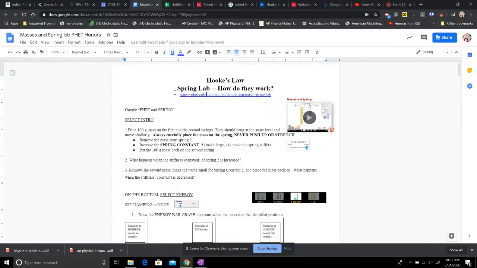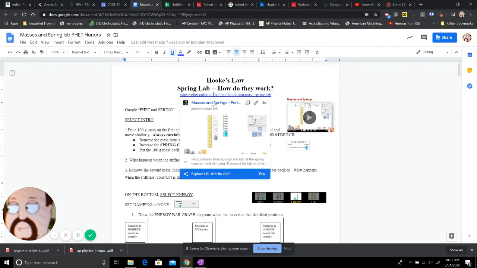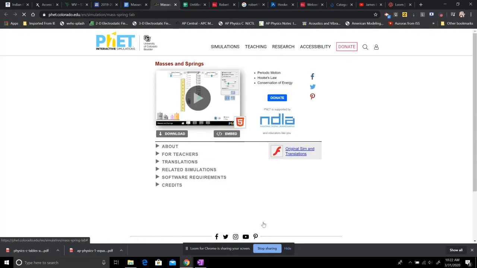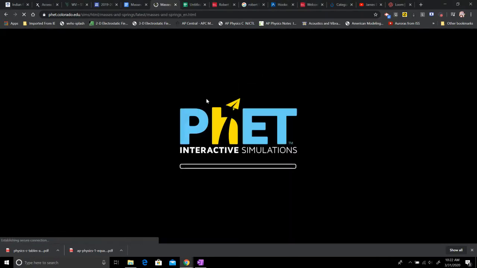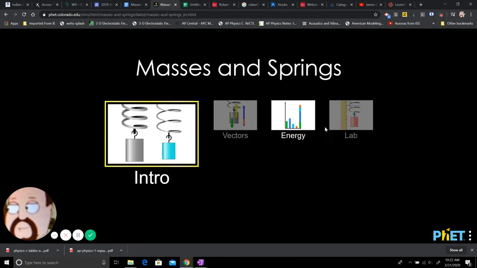Hello. Today we're going to take a look at the Hooke's Law Lab. This is a virtual lab we're doing using the Colorado PhET site, and we'll go ahead and download the simulation.